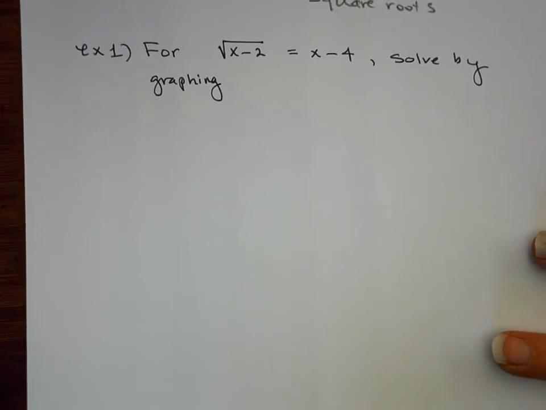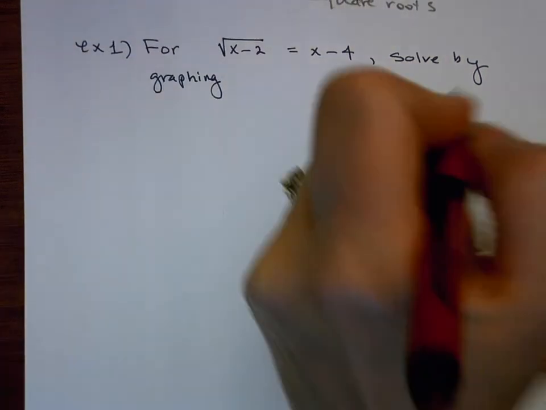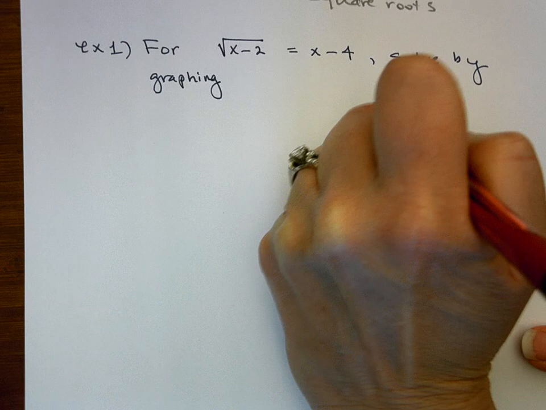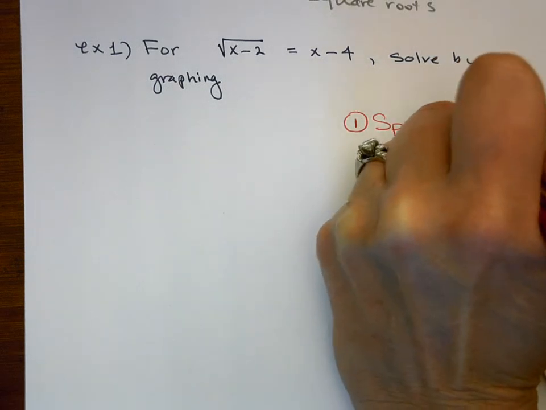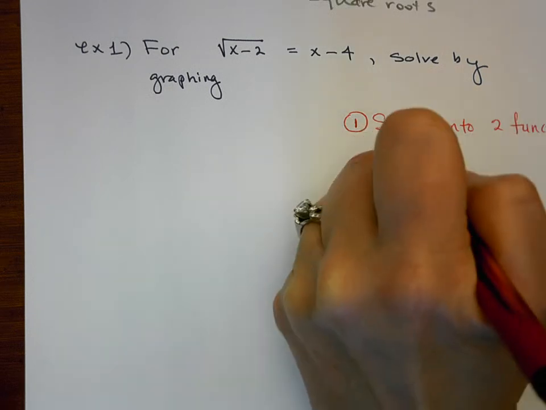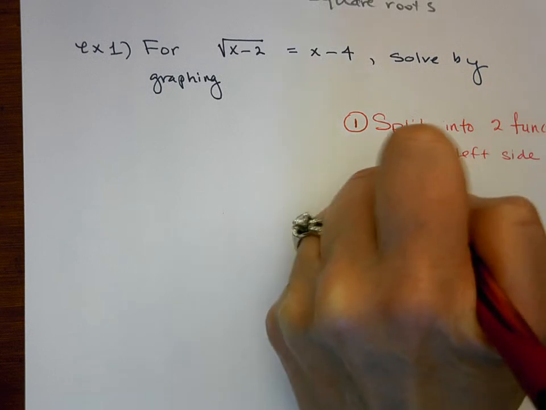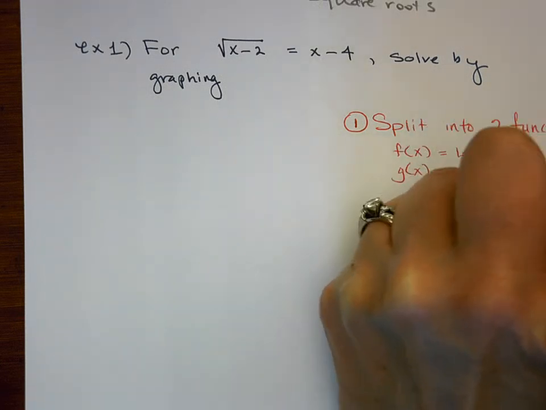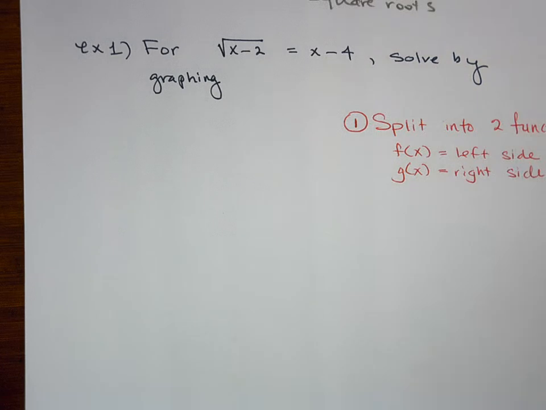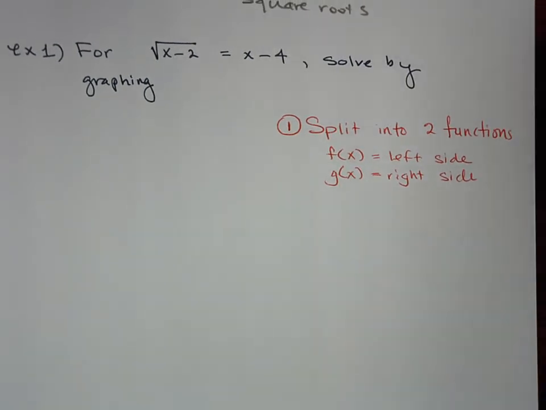So in our homework, they're going to have it already split up as 2 functions, okay? But we're going to write down that step 1 is to split it into 2 functions. So we're going to have f of x equal the left side, and then g of x equal the right side. And this is just to get us used to how we solve it by graphing if it's not already set up for us.